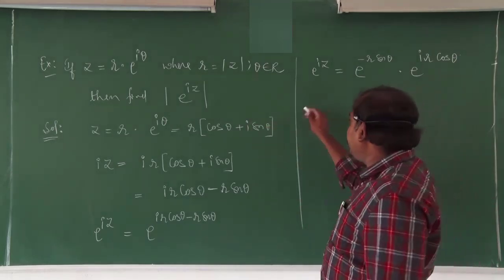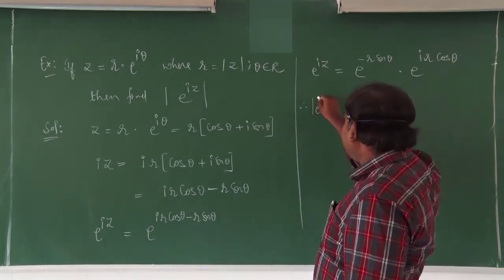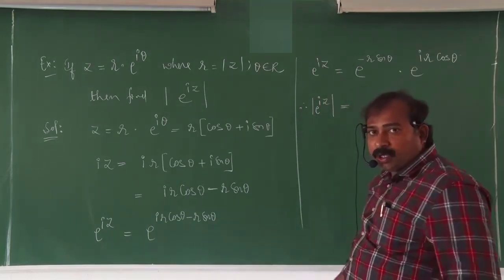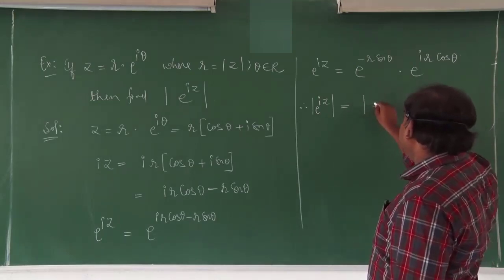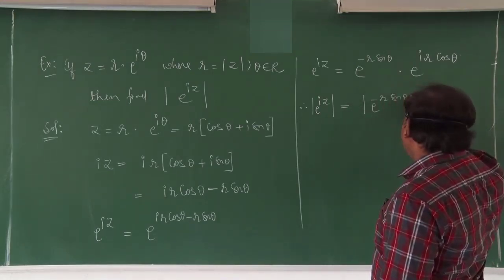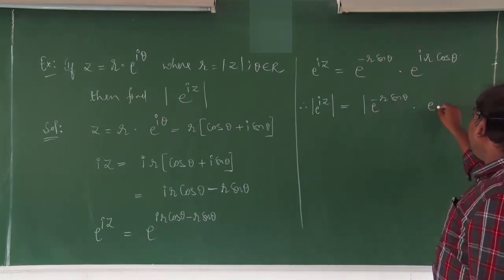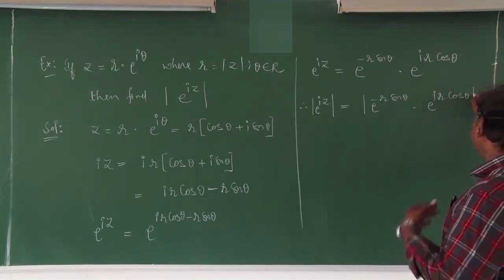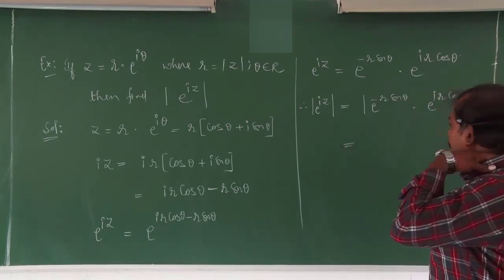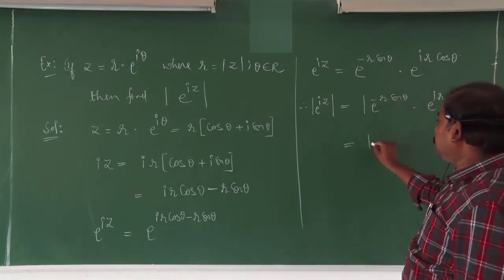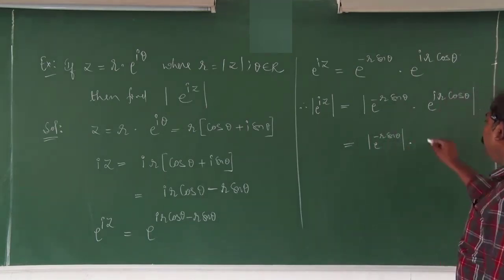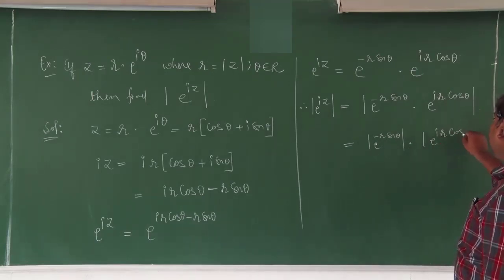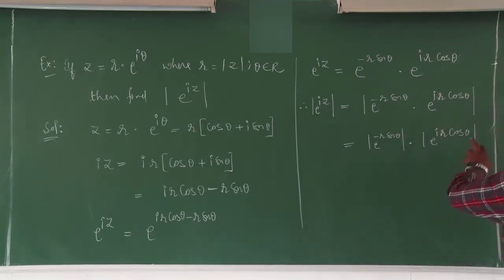But here my requirement is, therefore, the modulus of e power iz is equal to, what about this value? The modulus of e power iz means the modulus of e power minus r sin theta into e power i r cos theta. Which is equal to, if you observe, the modulus of e power minus r sin theta into the modulus of e power i r cos theta. You will get like this. Then what about this value?